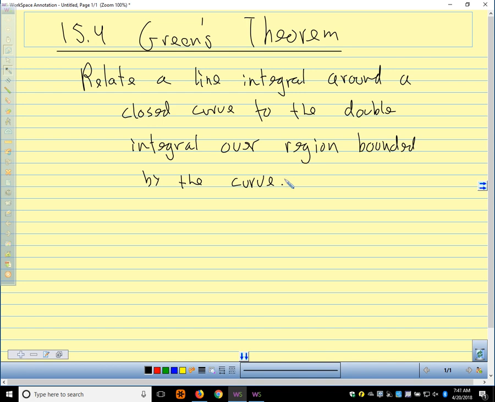So that's kind of an interesting idea. We have a line integral around a curve. Well, we're going to say, is that related somehow to the double integral over the region that's bounded by the curve?